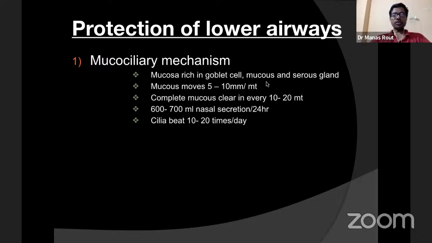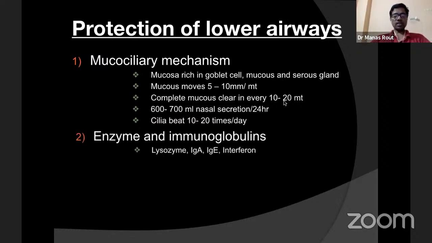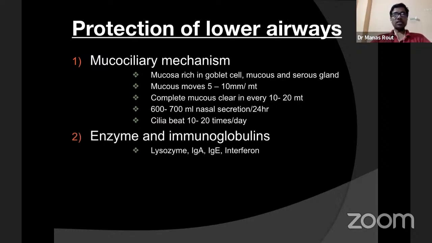Now the complete mucus is cleared every 10 to 20 minutes, and for that 600 to 700 ml of nasal secretion occurs in 24 hours. The ciliary beat frequency is 10 to 20 times per second. So this is how it helps in protecting the lower airways.